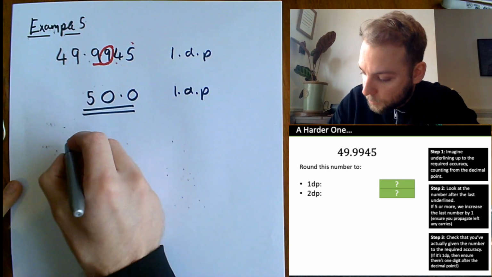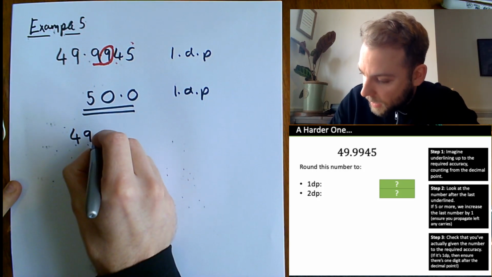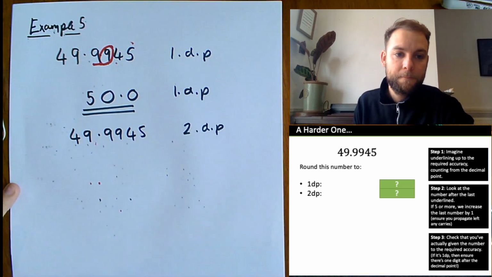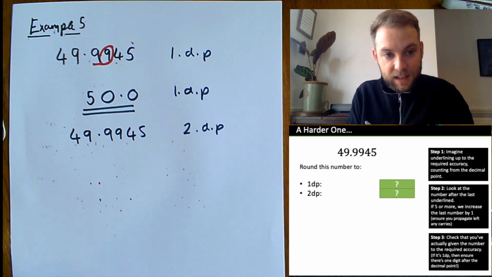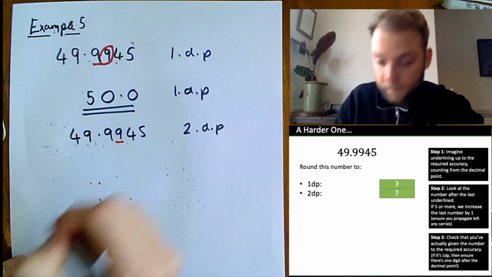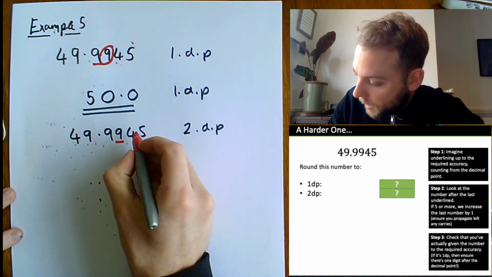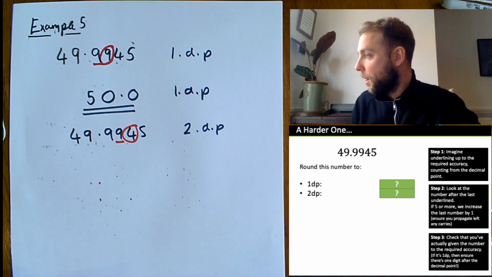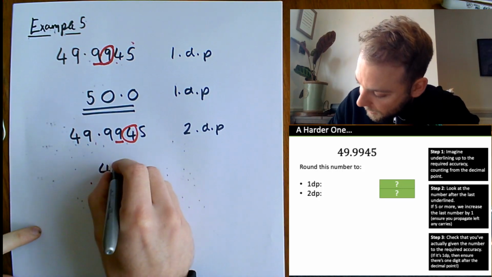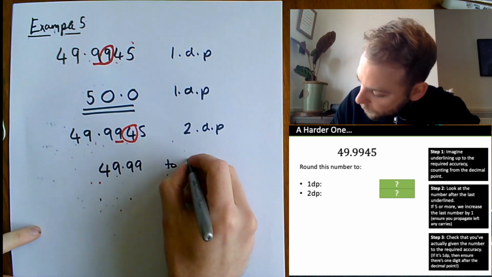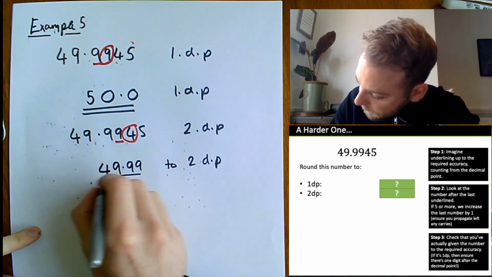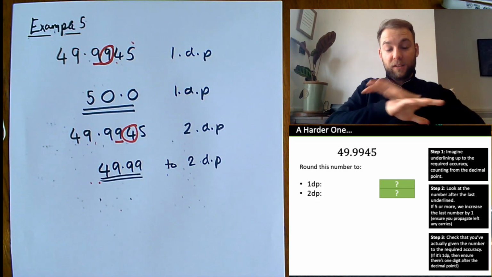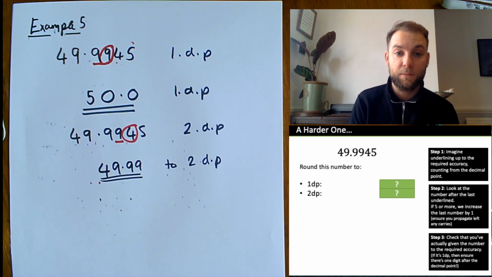To 2 decimal places, 49.9945 to 2 decimal places. Well, with this one, my second decimal place is here. I'm going to be looking at this one here. So that means 4 and below, it stays the same. So this one here is just going to be 49.99. Brilliant. So that there is rounding to decimal places. So that's the first part done. We should have had a side title there as decimal places.